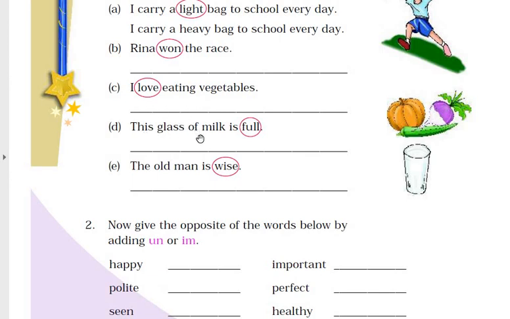Next, this glass of milk is full, but here the glass of milk is empty. Okay, so the opposite is going to be this glass of milk is empty. The old man is wise. The opposite of wise means समझदार. उसका ऑपोजिट बेवकूफ. बेवकूफ को इंग्लिश में क्या बोलते हैं? फूल. So the opposite of wise is fool. The old man is fool.